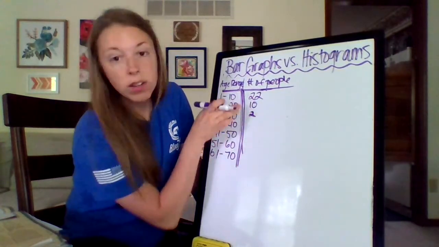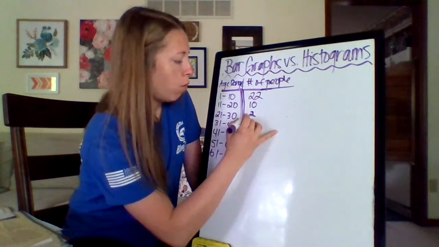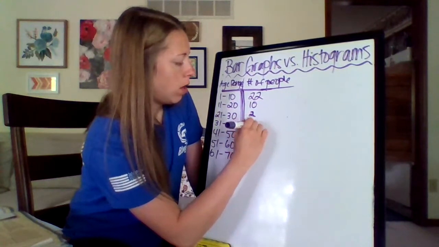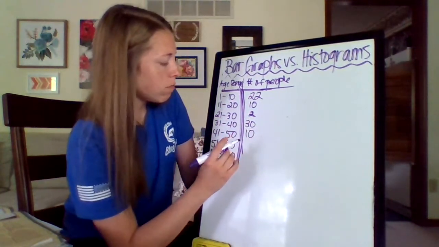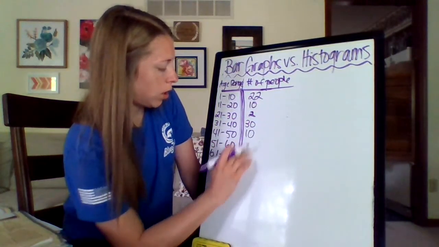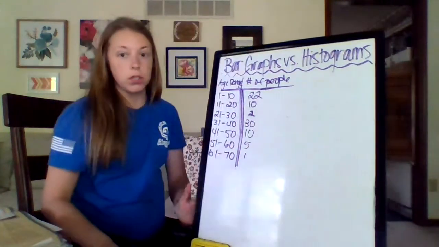31 to 40, we're talking about probably these people's parents. Okay, 31 to 40 were probably 30. 41 to 50, another 10. And 51 to 60, let's do 5. And only one person, 61 to 70.